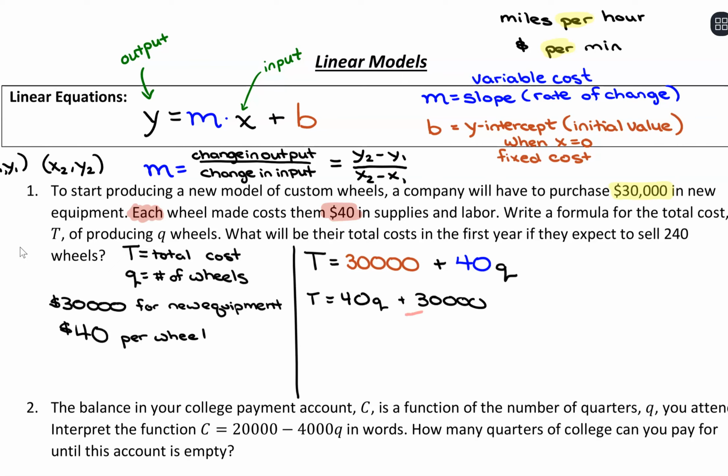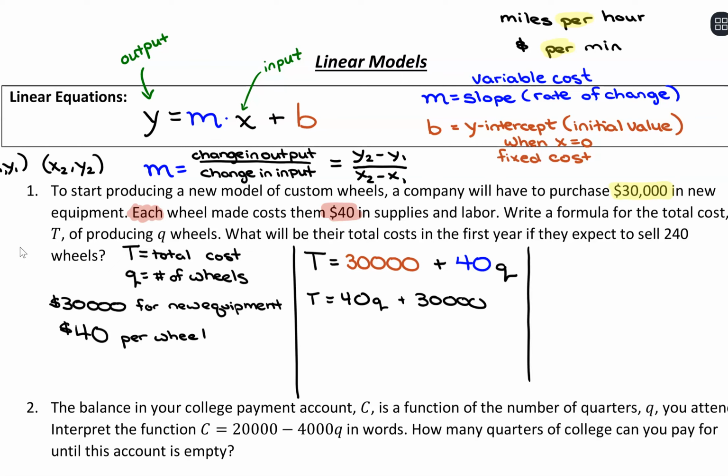But the idea is that we have this fixed value, so this initial cost of $30,000, and then this rate of change, this $40 per wheel, that's going to end up being $40 per, and then that per can be thought of as multiplication with Q. We'll get a lot more practice with these two.